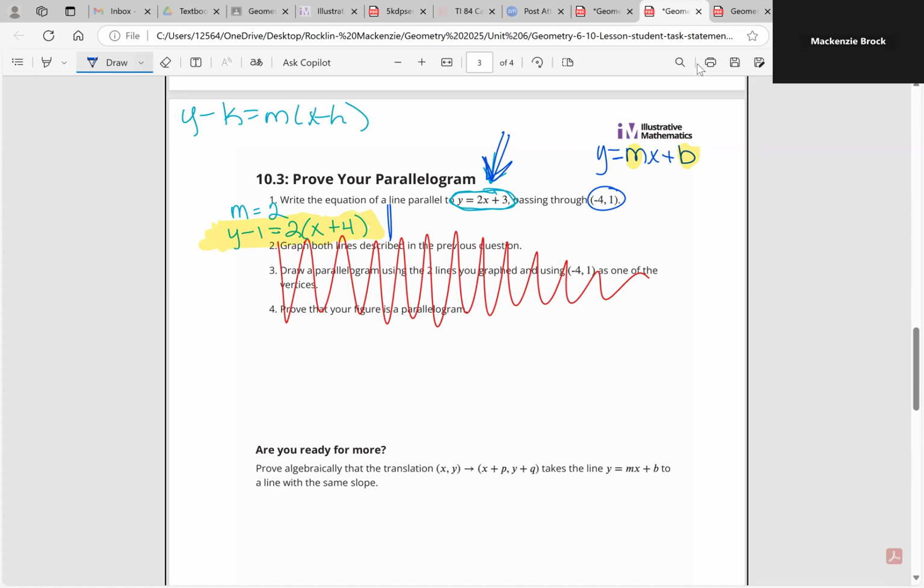b. So let's see, y is 1, so 1 is equal to the slope, which we said was 2, times x, which if I look at the point is -4, and that's plus b, because I'm trying to find b. This becomes 1 is equal to -8 plus b. Add 8 to both sides, I get 9 is equal to b. So my equation is y equals 2x plus 9.